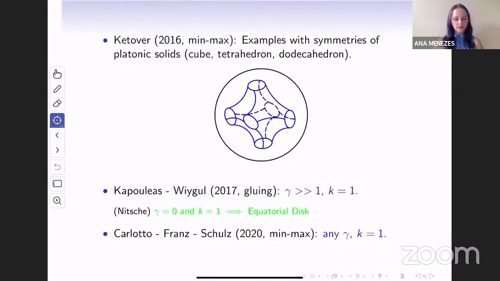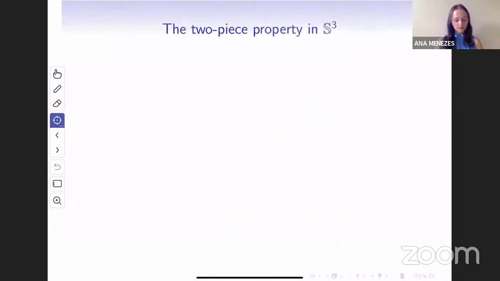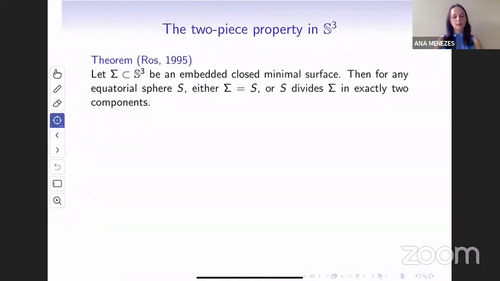Okay, so as we can see, the theory of free boundary minimal surfaces in the ball has developed a lot, and it has a great variety of examples. Right? So now let me talk about the two-piece property, right? Thinking about the analogy, we have free boundary minimal surfaces in the ball and closed minimal surfaces in S3. So here we have this result by Antonio Ros that is exactly the two-piece property in S3. So he proved the following.